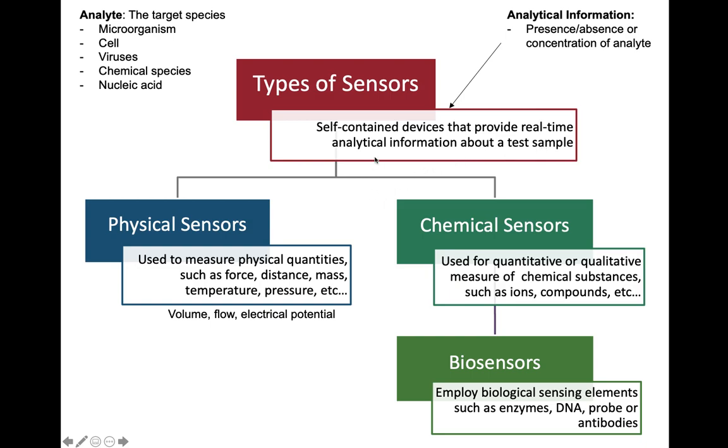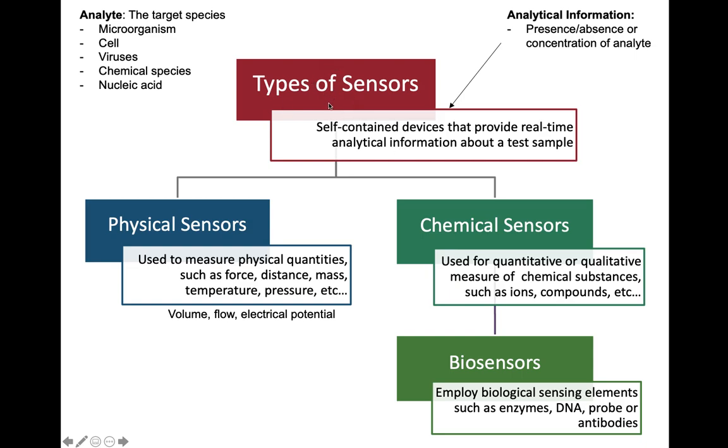Another thing that I wanted to point out is when we talk about analytical information, we're talking about giving information about the presence or the absence of an analyte or the concentration of that analyte. And when I say analyte, what I mean is the target species: a microorganism, a cell, a virus, a chemical compound, a nucleic acid, etc.